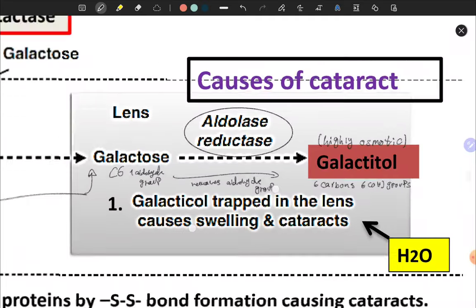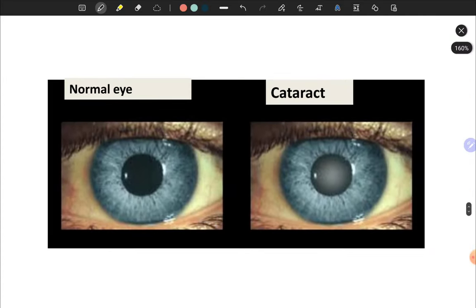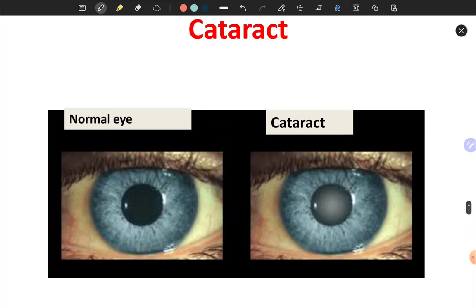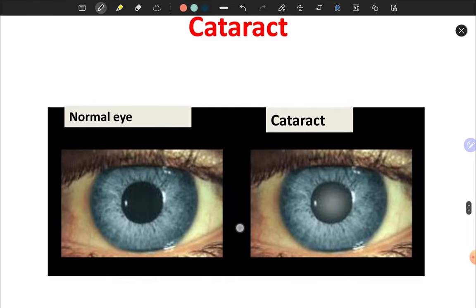Okay? This is cataract. This is a normal eye, and this is how there will be opacification of the lens of the eye, and the patient may have a problem in the vision or other things. Okay, that is it for galactose metabolism.